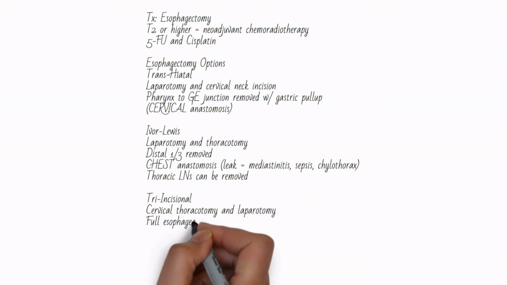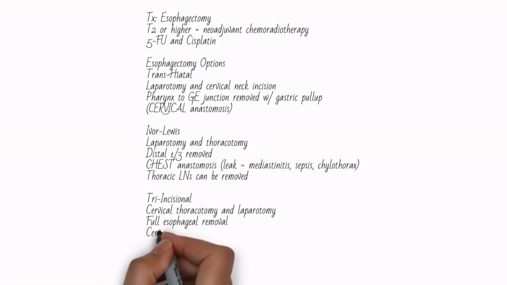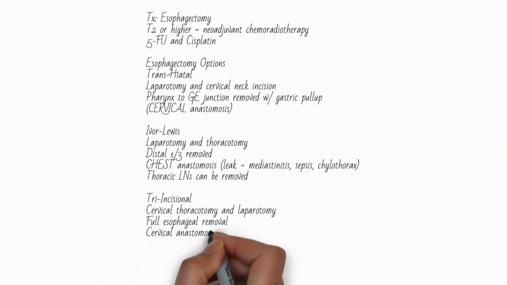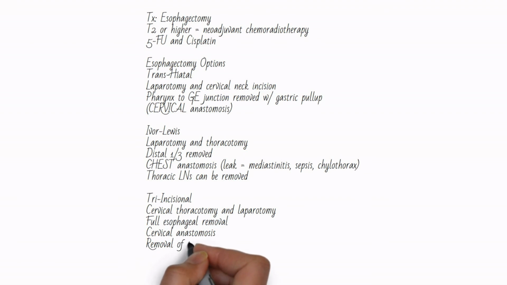The cervical neck, thoracic, and laparotomy incisions are made. The entire esophagus is removed. A cervical neck anastomosis is made with gastric pull-up, and thoracic lymph nodes can be dissected. Positive lymph nodes require adjuvant chemotherapy.